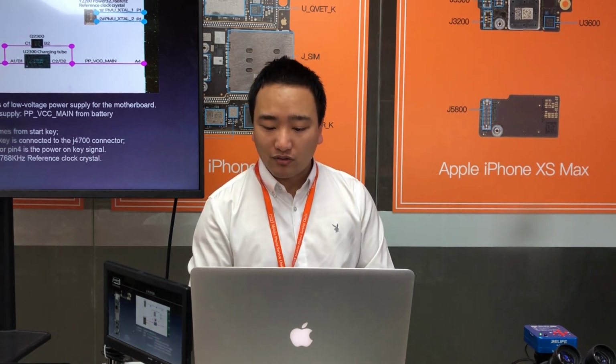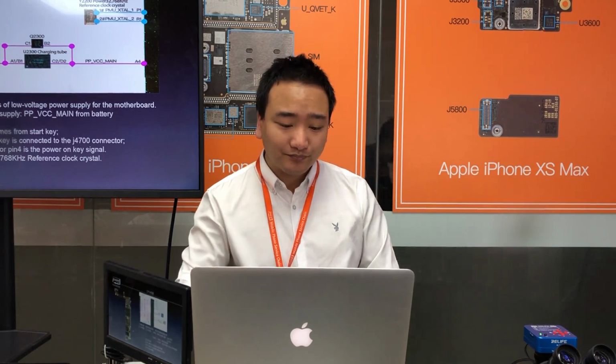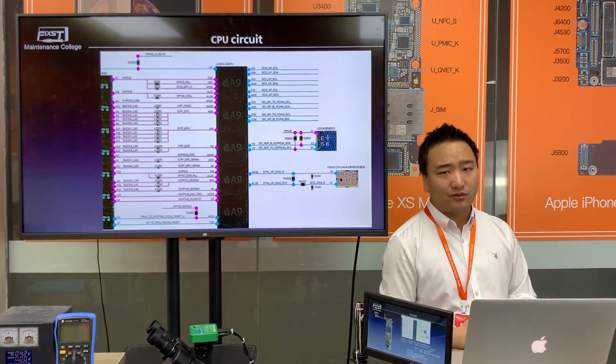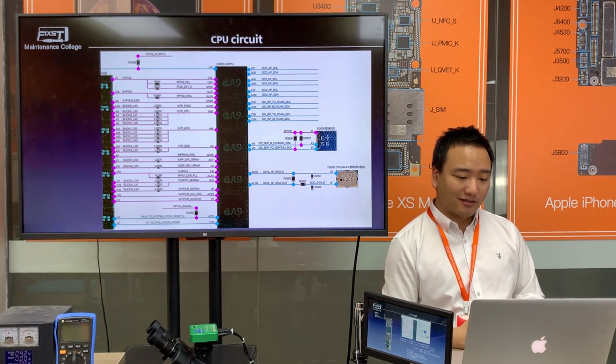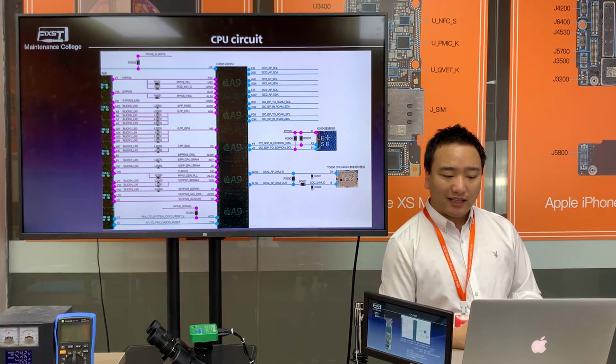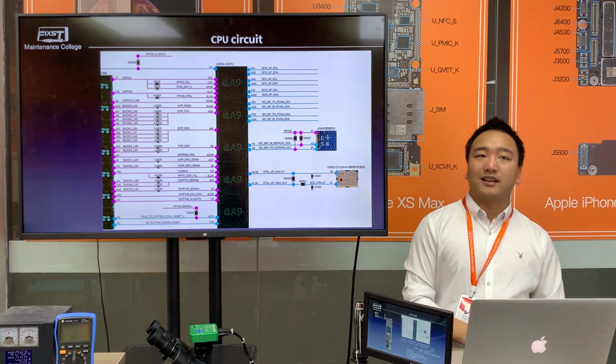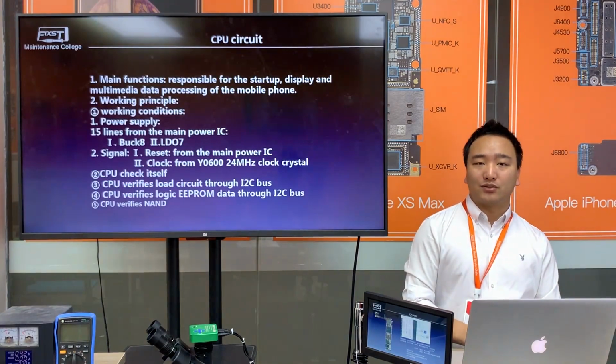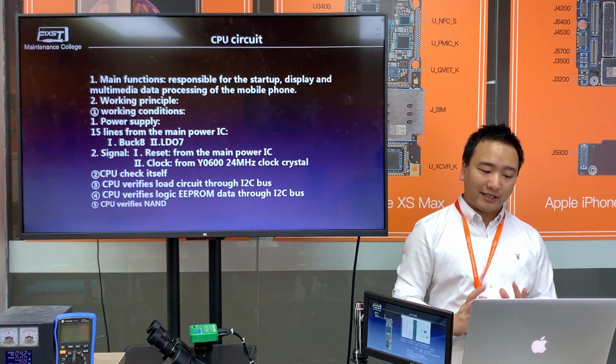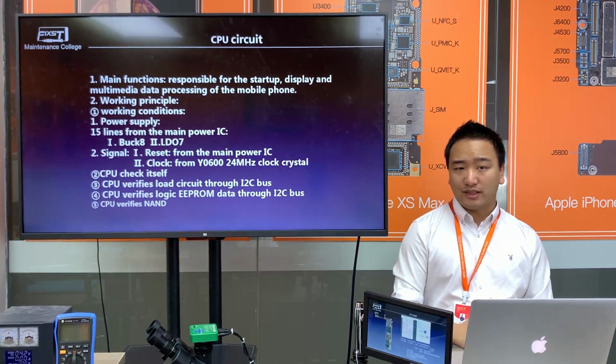And before, we talked about the PMU's main function, which is to provide 28 lines of low voltage to the motherboard. After the PMU, the main power IC, works normally, the next step is for the CPU to work normally. It is the same: the CPU also has two working conditions, one is power, the second is signal. This power is from the main power IC, the PMU. When the PMU works, it will send 28 power lines, including 15 lines sent to the CPU.